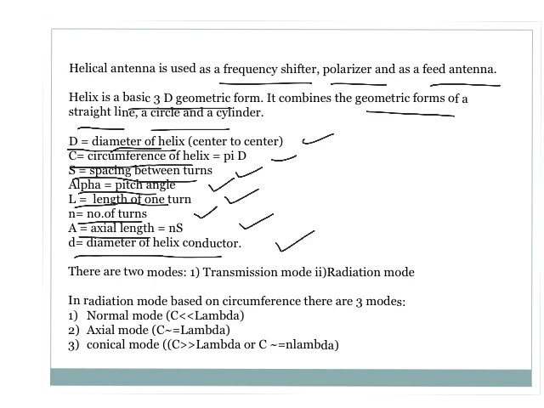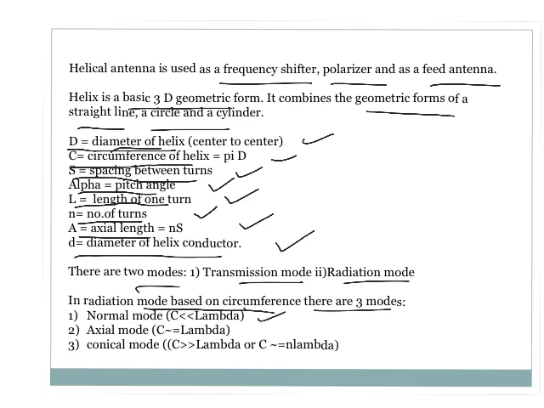Now coming to the different modes of operation of the helical antenna, there are two basic modes: transmission mode and radiation mode. First, let us discuss the radiation mode. In radiation mode, based on the circumference, there are three modes.